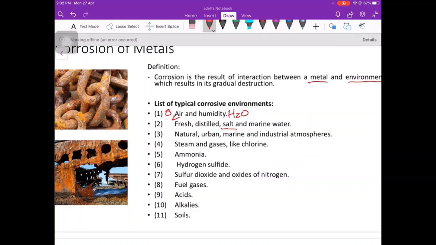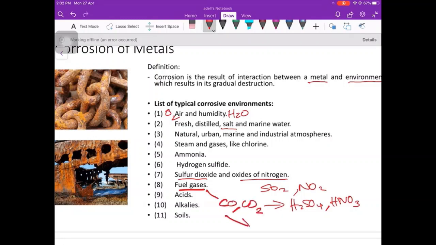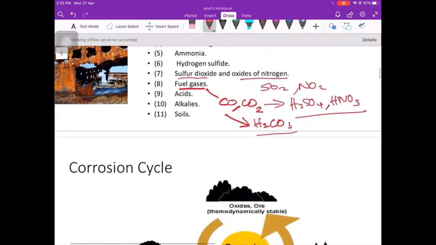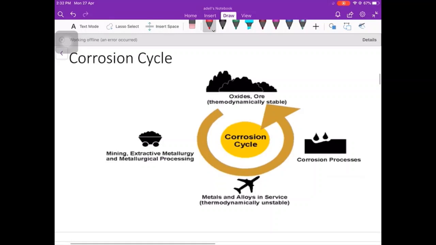Then natural, urban, marine, industrial atmosphere, okay, the steam gases like chlorine, ammonia, hydrogen sulfide, sulfur dioxide, oxide of nitrogen, all this is present in the atmosphere. Okay, SO2 and O2 will tend to form sulfuric acid and nitric acid. Okay, so all this, as well as fuel gas containing CO2, will tend to react with the environment, water, to form carbonic acid. All these acidic solutions will affect the metal and alloys. Okay, so acid, alkalis, and soil can also corrode the metals.